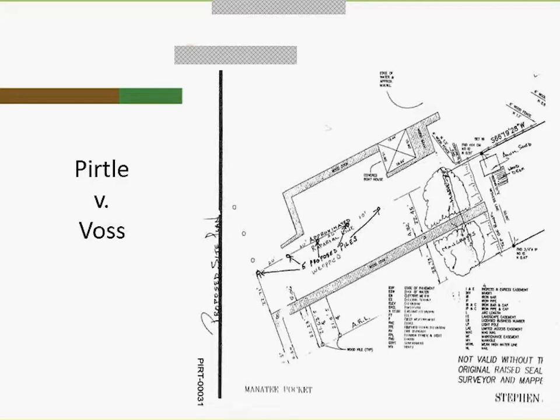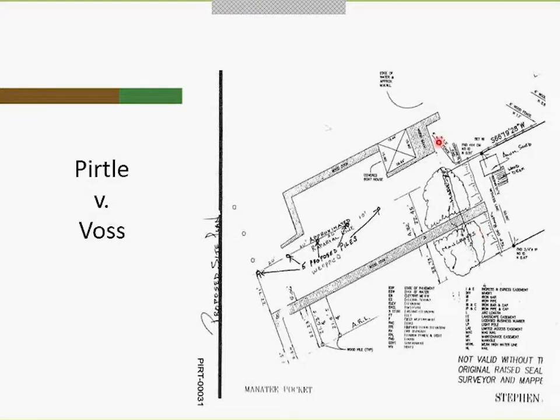So we put two cases together here, both of which were handled by the firm about 10 years apart, that show two extremes of battle of the boxes, or which box wins. So the first case is the Pearl versus Voss case. This is the first extreme. You have two lots, two pieces of property here. Mr. Pearl on the top side, Mr. Voss on the bottom side.